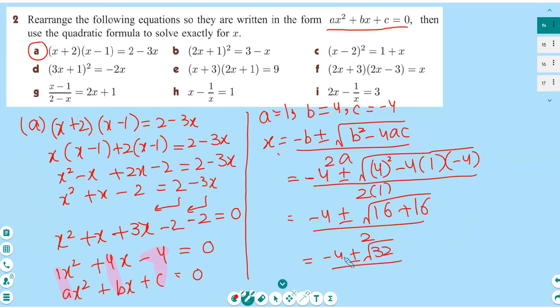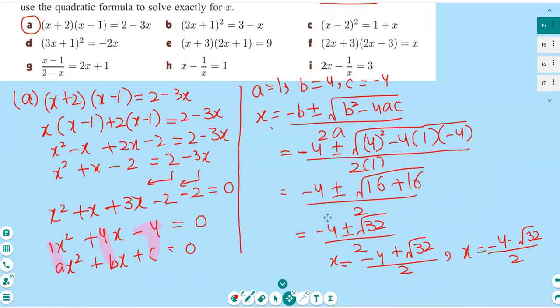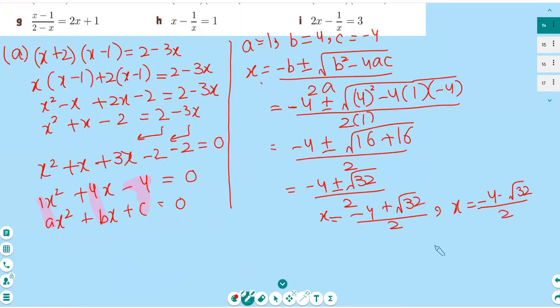Again, it's an irrational number, square root 32, right? So we can use the calculator, but before that, we should convert into two equations of x. X is equal to negative 4, one with a positive sign, and the second with the negative sign, right? Okay, using the calculator to solve these. Negative 4 plus square root 32 and then divided by 2.